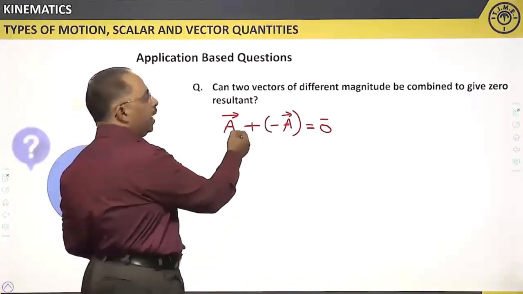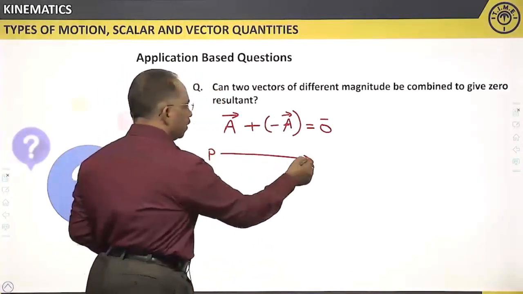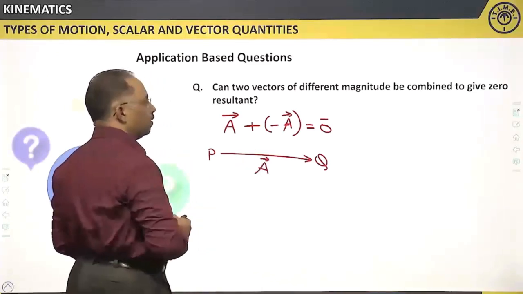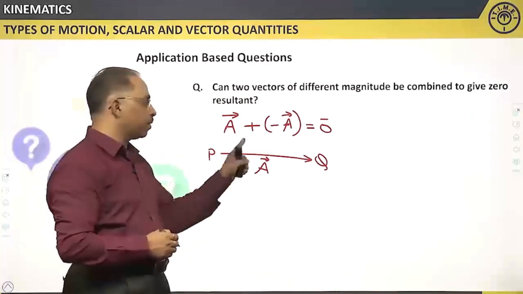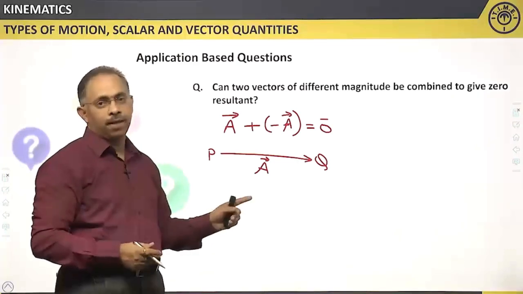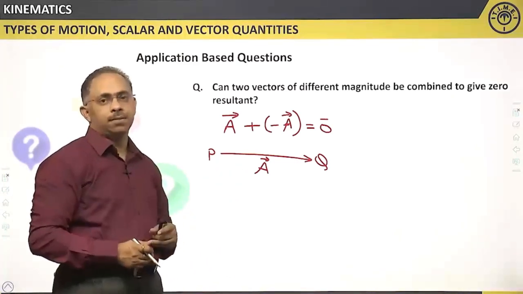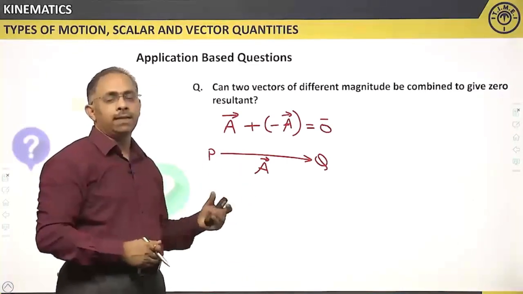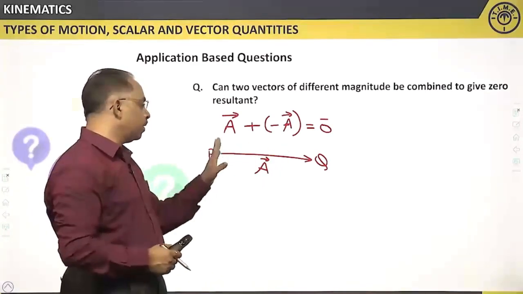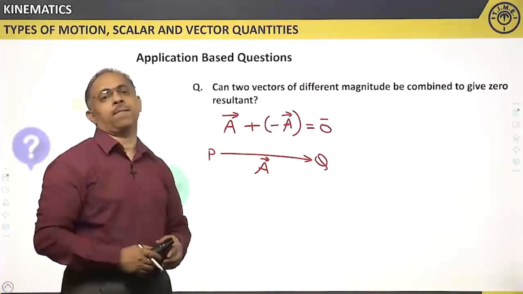So, what do you mean by A and minus A? Let us suppose P to Q, these 2 points is representing a vector A. So, direction of A is from P to Q. The length of the line drawn PQ will represent the magnitude of A. Is it clear? That is how we represent a vector. The length of the line drawn to scale will be representing the magnitude of the vector, and the direction will be shown from the starting point to the ending point. So, from P to Q, initial point to terminal point.